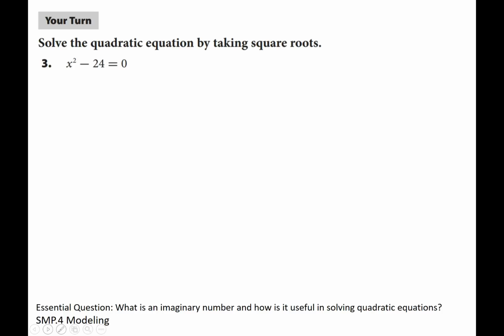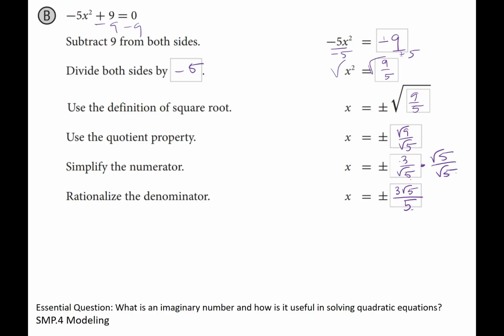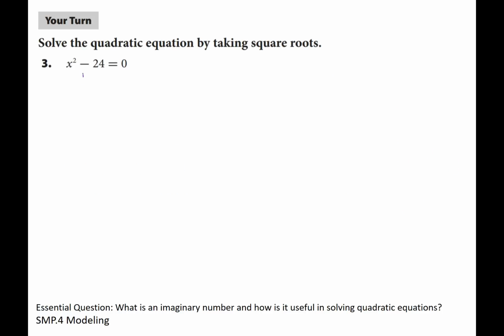All right, we're going to try to solve this, do a couple on our own here. So we're going to start by adding the 24. So you've got x squared equals 24. We're going to undo the square. We're going to take the square root of both sides. On the right side, we should write plus and minus in front. I'm going to look for the biggest square number.